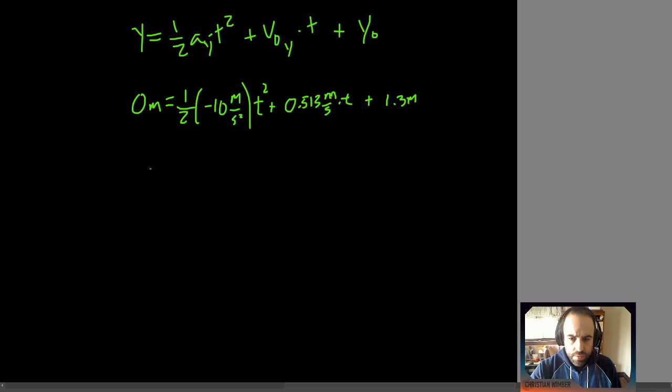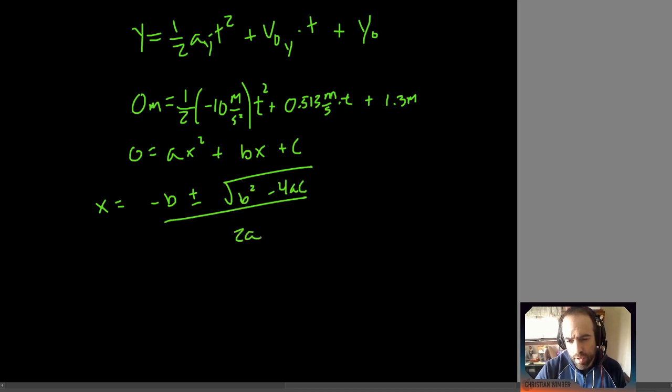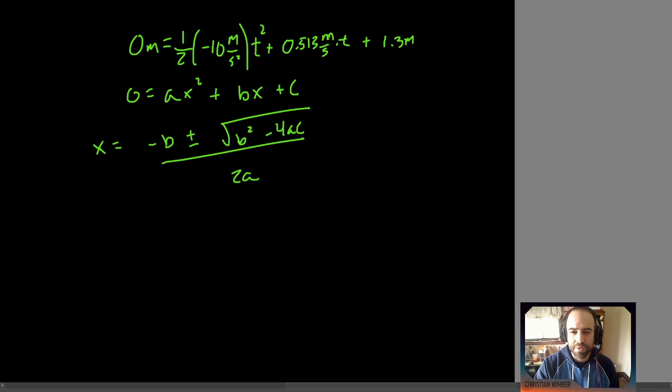So we know that to solve some formula where 0 is equal to ax squared plus bx plus c, that x will be equal to negative b plus or minus the square root of b squared minus 4ac all over 2a. Hoping you've seen that before. If you haven't, it's been a bit, right?